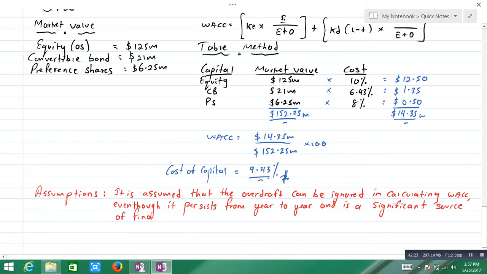Even though the overdraft is a source of finance for the firm, and is also considered a part of debt finance, it is a short-term debt source of finance, so it's not long-term. Remember, the WACC only includes long-term sources of finance. That's basically the long explanation, but you don't need to explain very long. Just make it short and sweet. So that will be the assumption over here, while we are ignoring the overdraft in the WACC calculation.